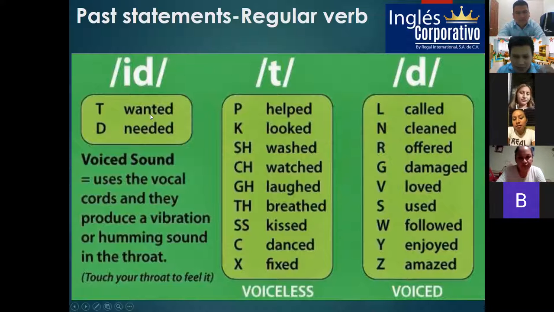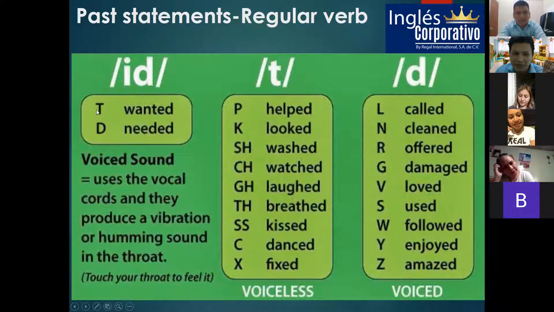Ok, me voy a detener un poco más en esto porque si ustedes son capaces de comprenderlo a fondo, créanme que va a ser a piece of cake for you. Entonces, wanted. Ok, need. Needed. Wanted. Needed.